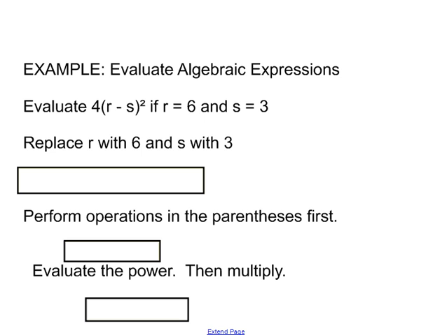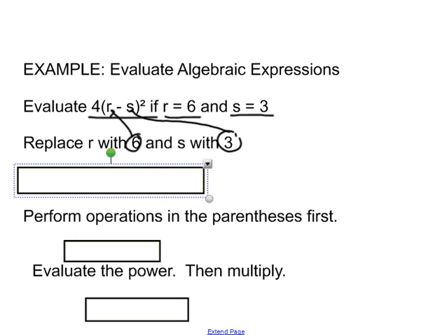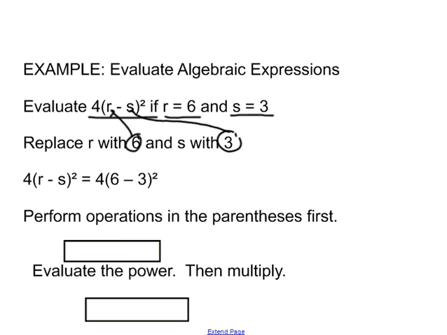Example, evaluate the algebraic expression of 4 times the quantity r minus s squared, if r is 6 and s is 3. We're going to replace the r with the number 6, and we're going to replace s with the number 3. We're going to plug those things in. So our original expression of 4 times the quantity r minus s squared becomes 4 times parentheses 6 minus 3 quantity squared. We're going to do the stuff inside the parentheses first.